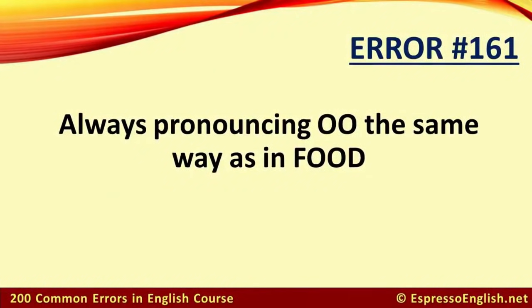Error number 161. The first letter combination is OO. A lot of students pronounce this "oo," as in food, all the time. But it's not always pronounced this way. We also have words like good. It's good, not good. It's a slightly different sound between food and good. Let's look at some words that have OO with different pronunciations. As always, repeat the words after me so you can practice.